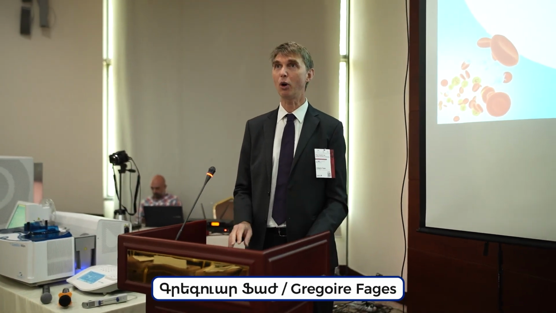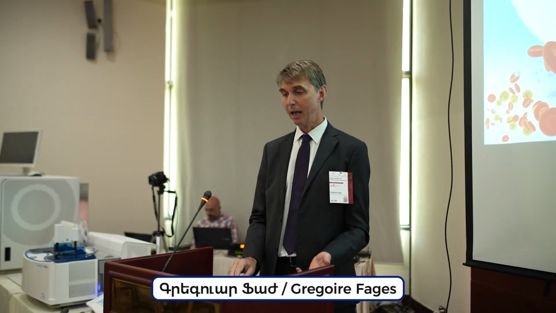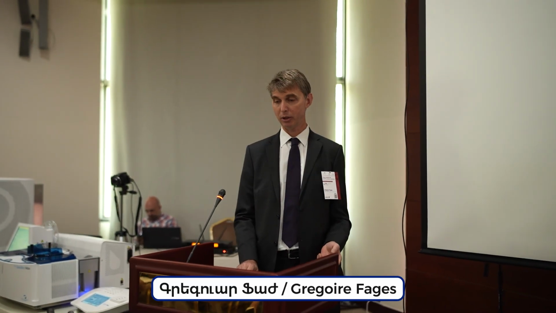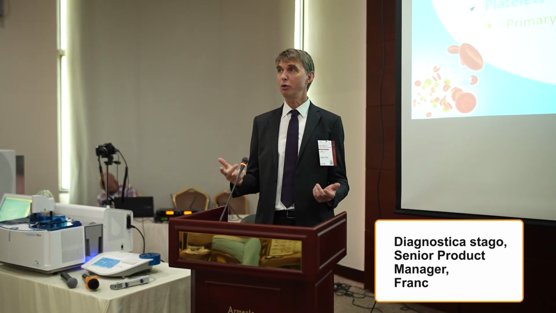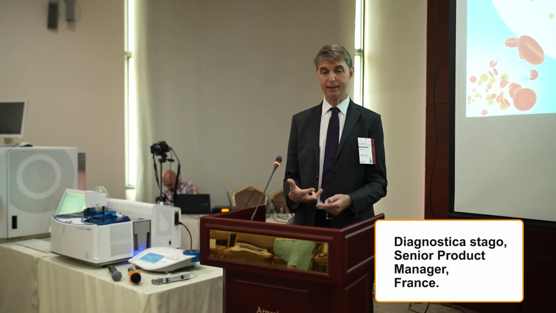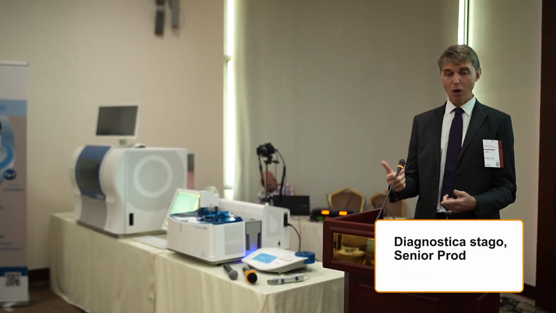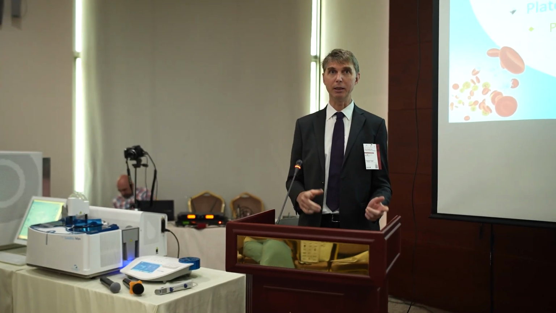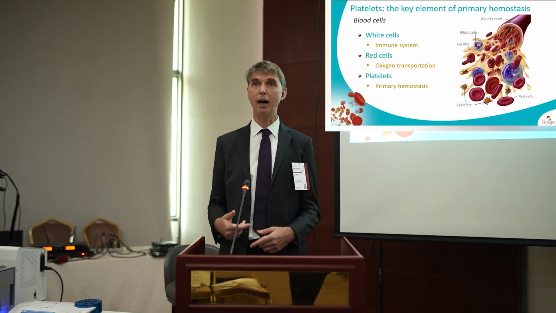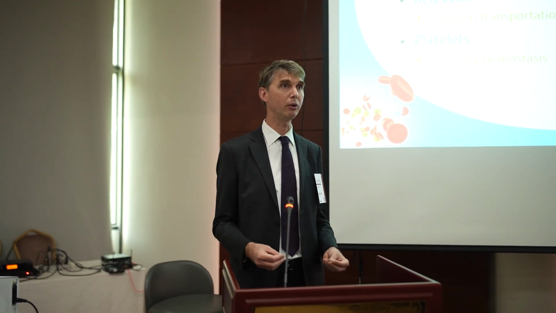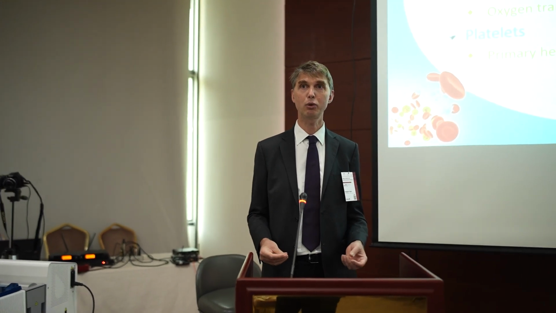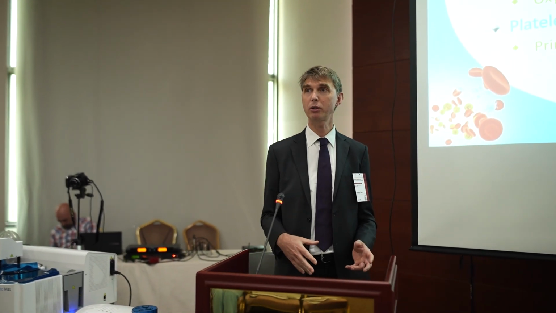So primary hemostasis disorder is mainly related to platelets, because platelet is a key element in primary hemostasis. Okay. In the blood, there are three main kinds of cells: white cells, red cells, and platelets. White cells are related to the immune system. Red cells are dedicated to the transport of oxygen. And then our platelets are the ones which are dedicated and linked to the primary hemostasis. So when we speak about primary hemostasis, we speak about platelets and platelet disorder.